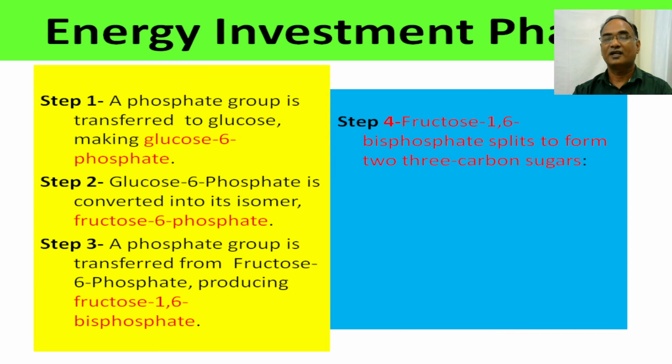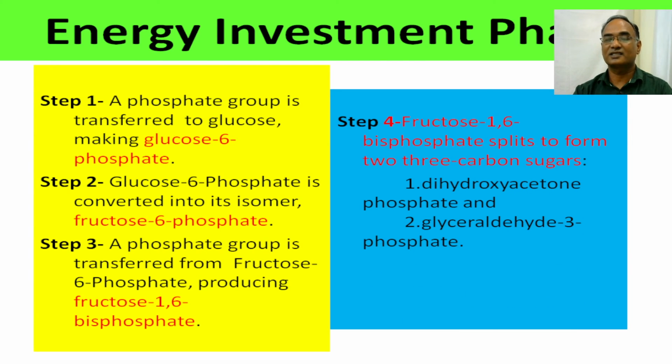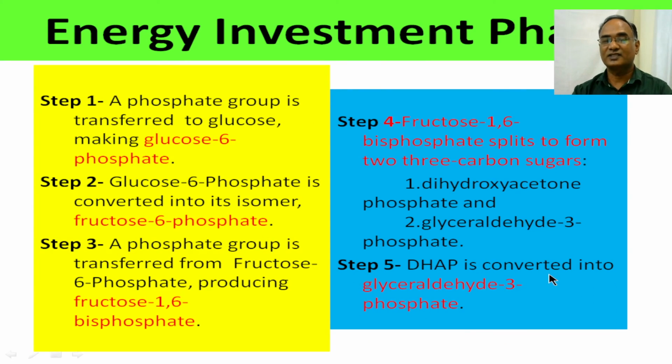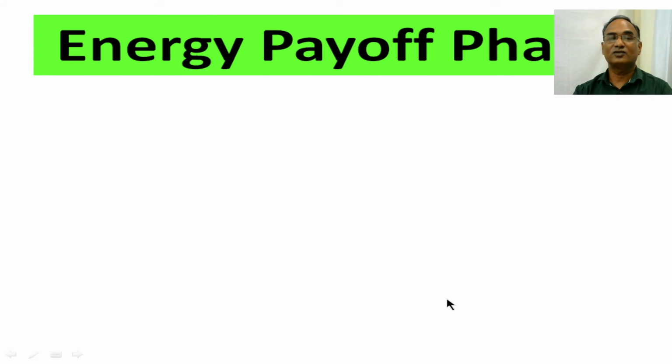split off, and it will create 3 carbon sugars, called dihydroxyacetone phosphate and glyceraldehyde 3 phosphate, and it will enter into the fifth stage. Dihydroxyacetone phosphate is converted into glyceraldehyde 3 phosphate. Only these glyceraldehyde 3 phosphate enter into the energy payoff phase.